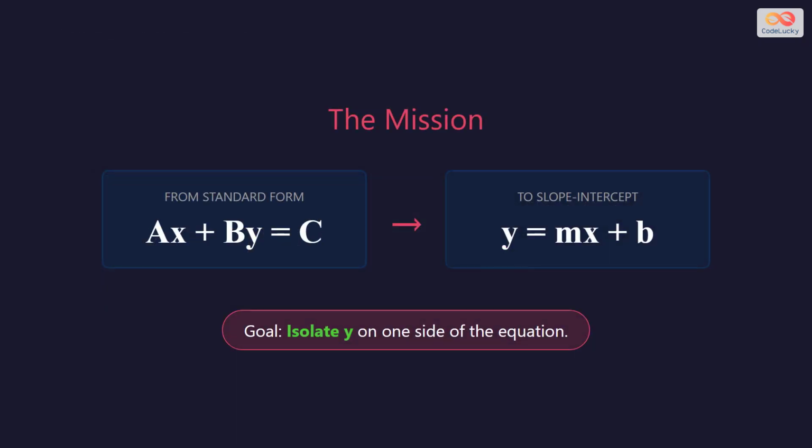So, our mission is to transform the equation from standard form to slope-intercept form. The strategy is simple. We need to isolate y. We want y to be all by itself on one side of the equals sign.